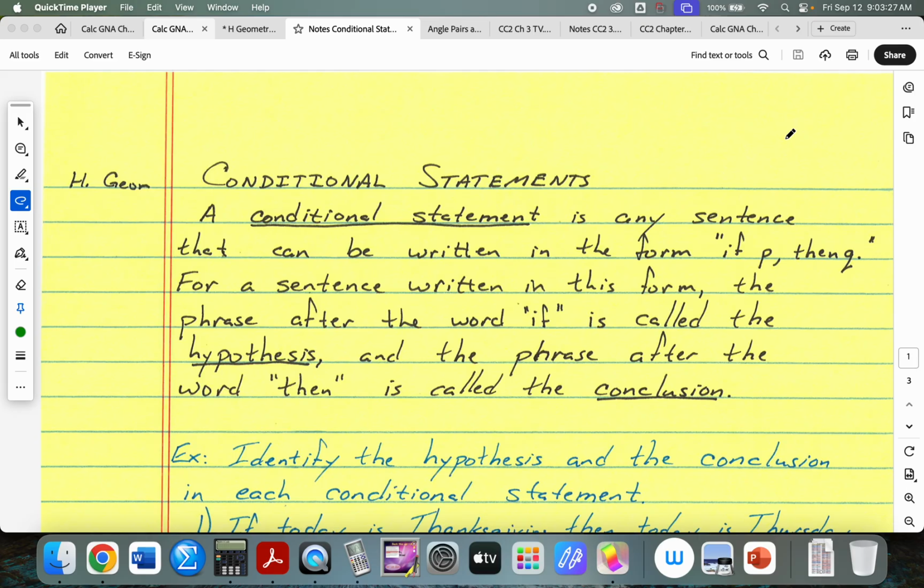Sometimes that's order: this has to happen before this happens. But sometimes it's like, if this happens, then I know this other thing is also true, which is the way we use it more. So for a sentence written in this form, the phrase after the word if, and I want you to underline after, it does not include the if, is called the hypothesis, and the phrase after the word then is called the conclusion.